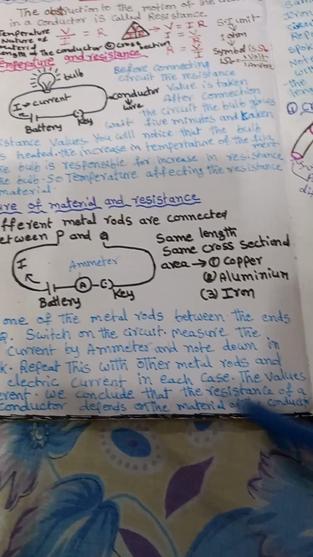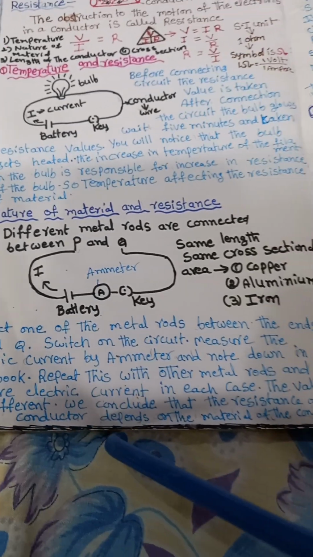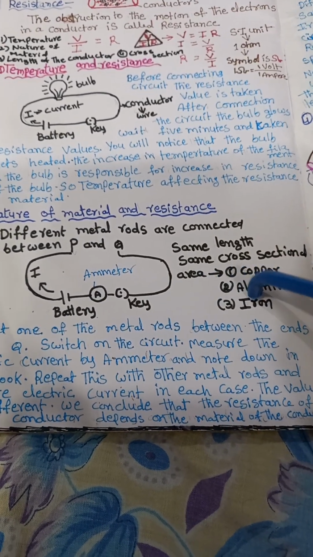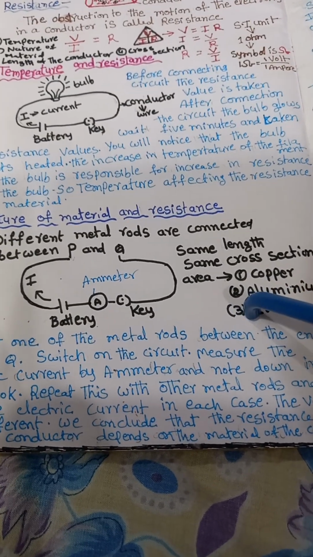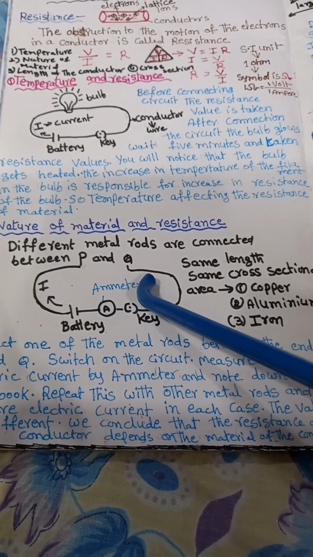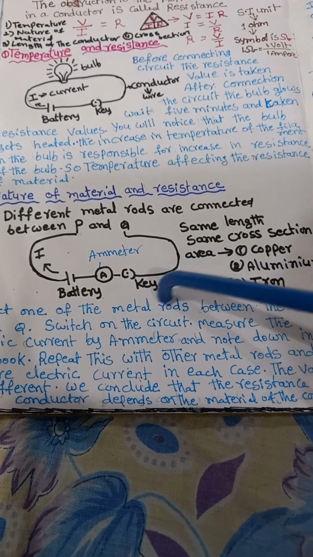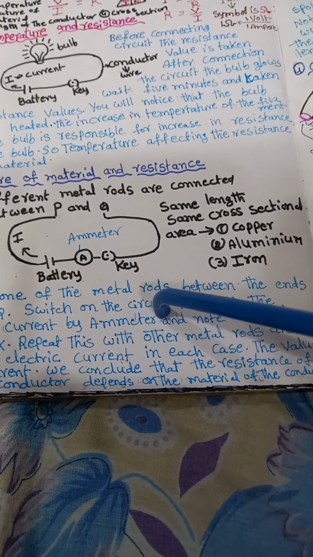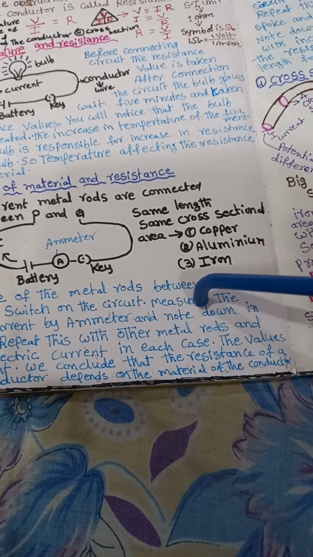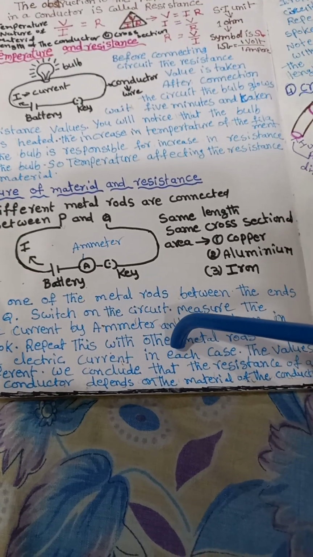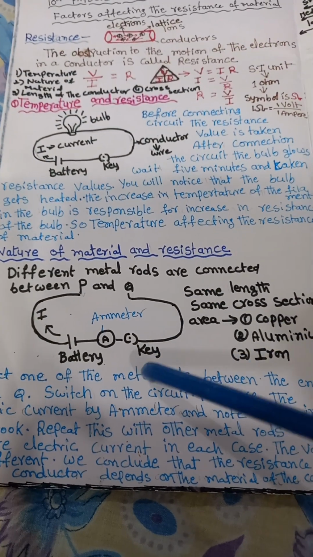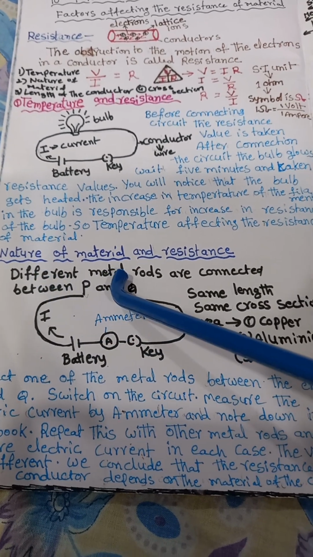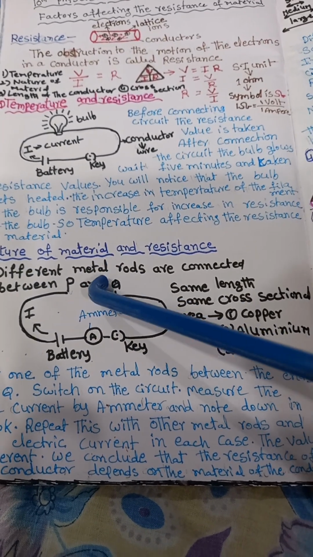In each case, the values are different. So when we keep these metals one by one between P and Q, we observe that the values of the resistance are different. From this we conclude that the resistance of a conductor depends on the material of the conductor. So the nature of material is also a factor affecting the resistance.